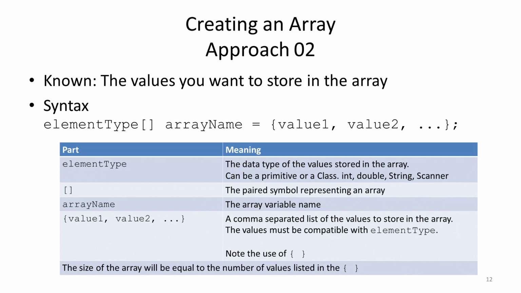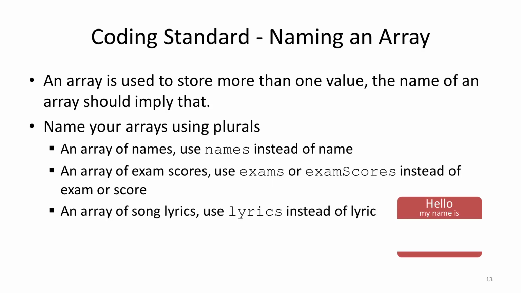Alright, so far, there are 2 ways to create an array, depending what is known. Either you know how big you want the array to be, or you know the actual values you want to store in the array. Now, when you do name your arrays, because an array is used to store more than one value, the name of an array should imply that. That means name your arrays using plurals.